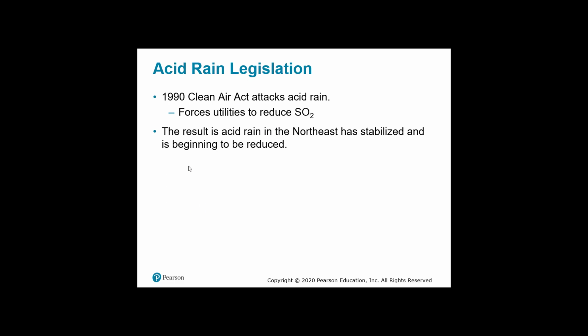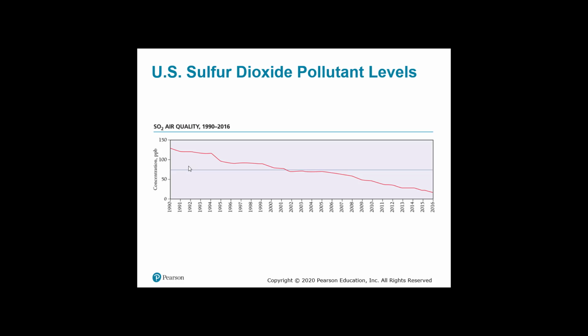So acid rain legislation: in 1990, there was a Clean Air Act that attacked acid rain, which forced utilities to reduce the SO2 that was being produced. And that actually helped. It stabilized, and it started to show the acid rain being reduced. So what we put in the air really does matter, because even if you don't realize that it doesn't affect where you live, the wind can travel and take it elsewhere, and it could do severe damage.